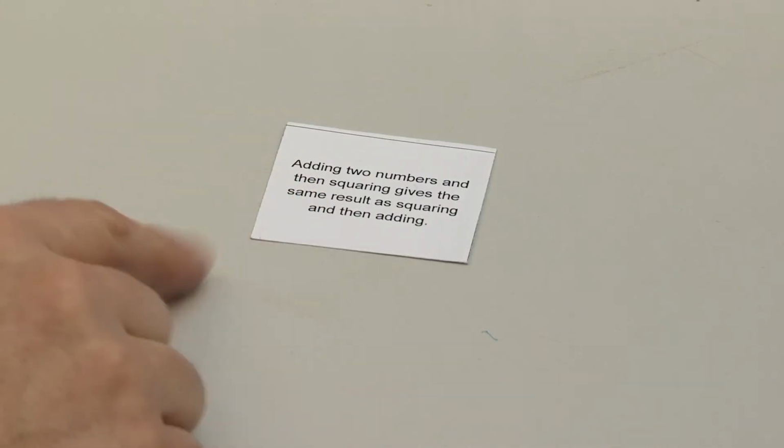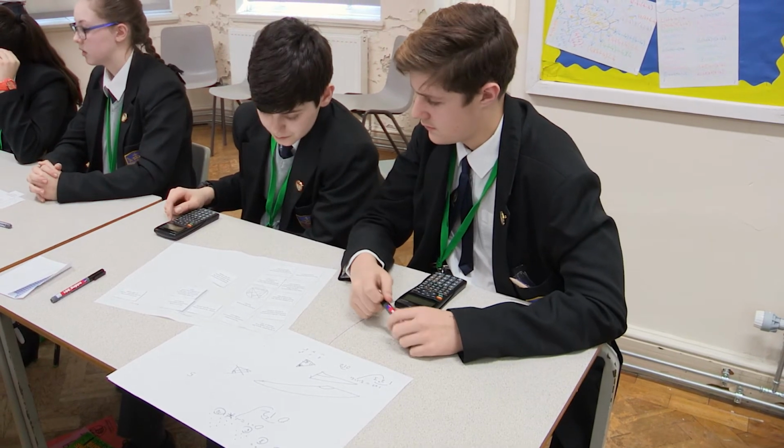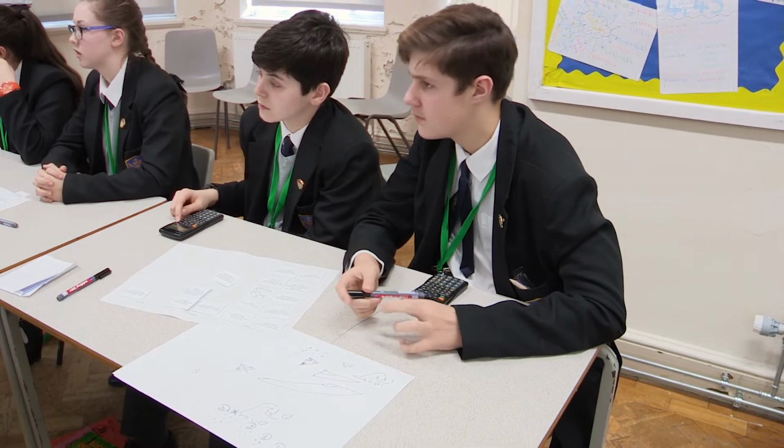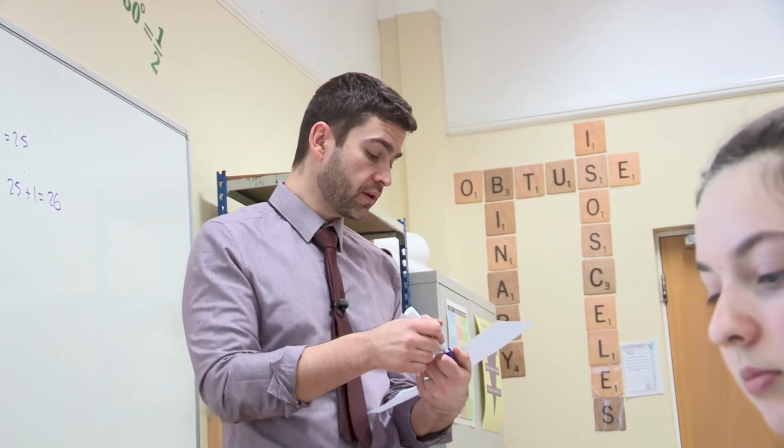The one that I particularly like was adding 2 numbers and then squaring gives the same result as squaring then adding, because as you know, a common mistake that students make is they think that x plus 1 all squared is just x squared plus 1 squared, and then they forget about the little 2x in the middle. What I enjoyed about the lesson today is a student found an example of when this works, and it was pretty much the only example that I could think of. The rest of the time, obviously, it never does work.